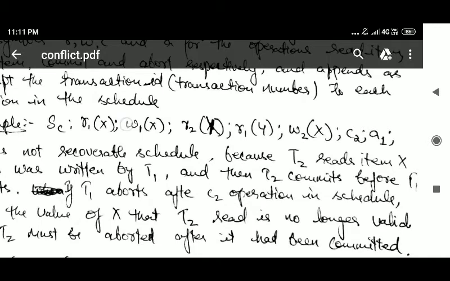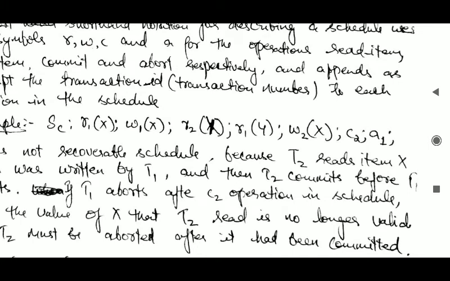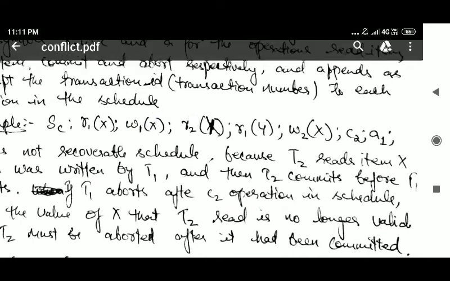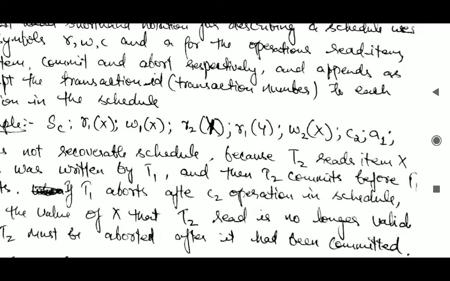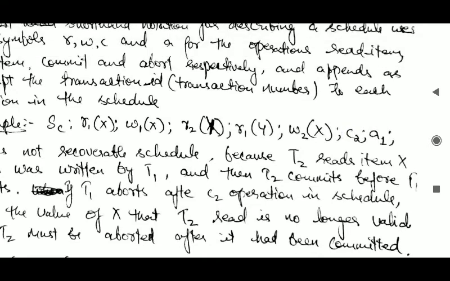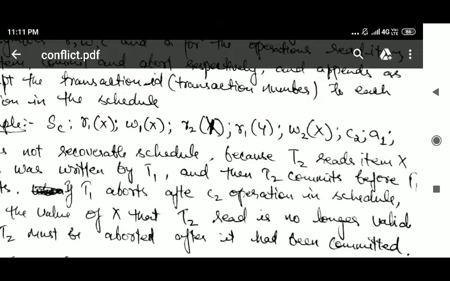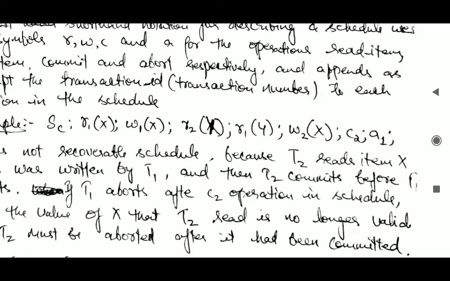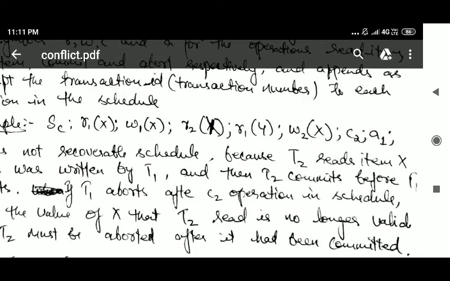Now see the second operation. The second operation specifies that transaction T1 writes X. Third operation, transaction T2 reads X. So here you can see that transaction T2 reads a data item X which was written by transaction T1. In this schedule you can see the operation C2, it means transaction T2 commits. In schedule SC, transaction T2 commits before transaction T1 commits, and transaction T2 reads a data item X which was written by transaction T1.